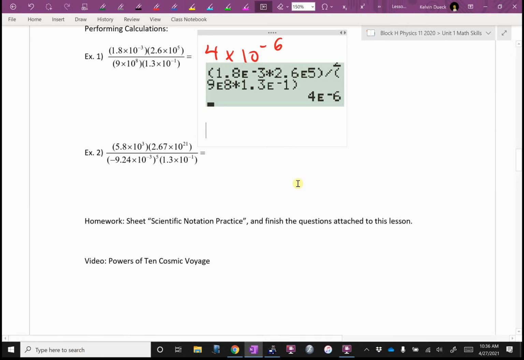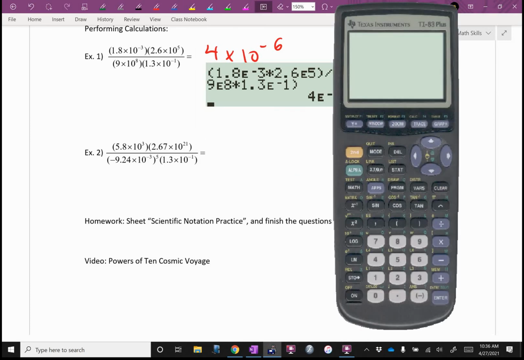So, ready? Let's start with the second one. Open up a bracket. 5.8. I'm not going to hit times 10 to the, I'm going to use my fancy schmancy scientific notation button. 3. Instead of 2 brackets showing multiply, I'm just going to hit multiply because that's easier to read on my calculator. 2.67, scientific notation, 21. Close off the top. Divided by, open up a bracket.